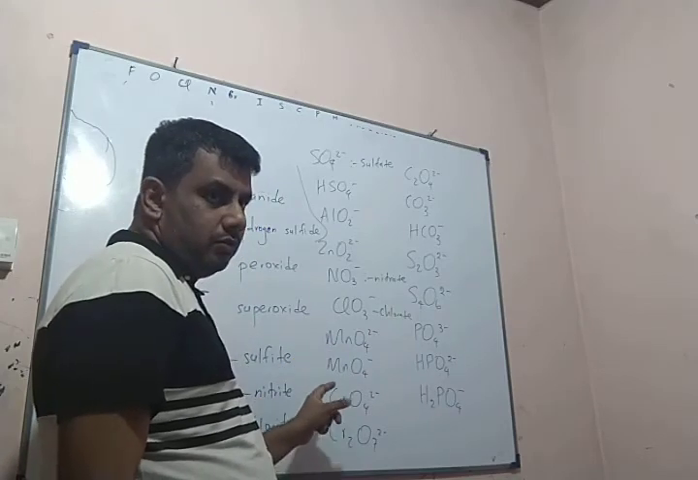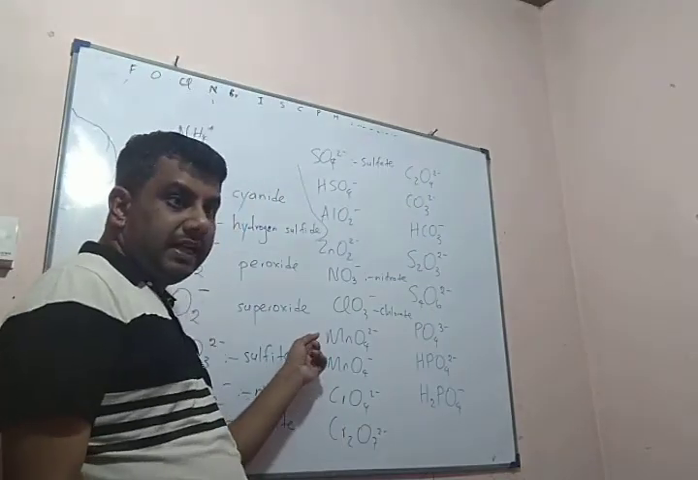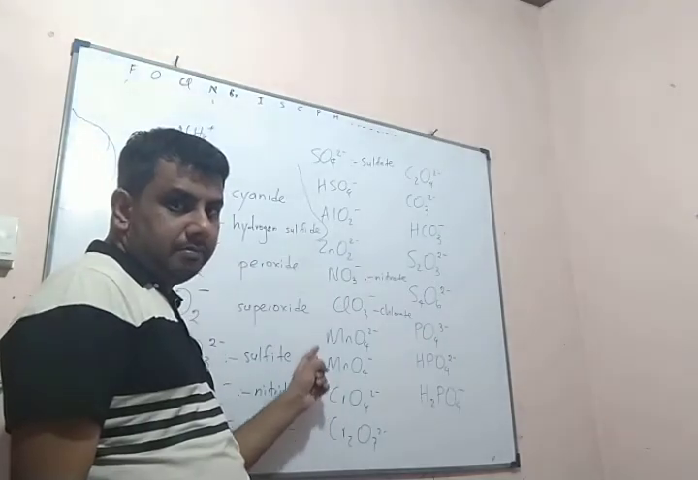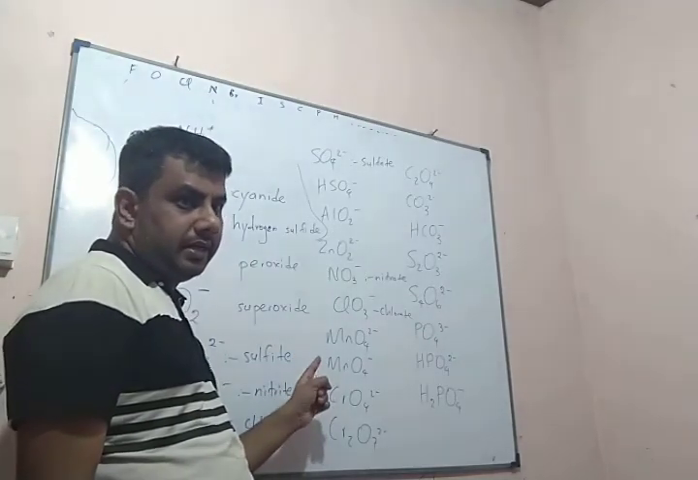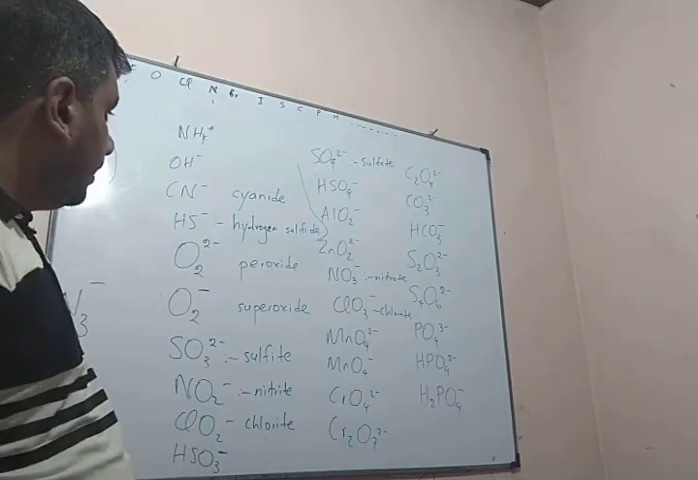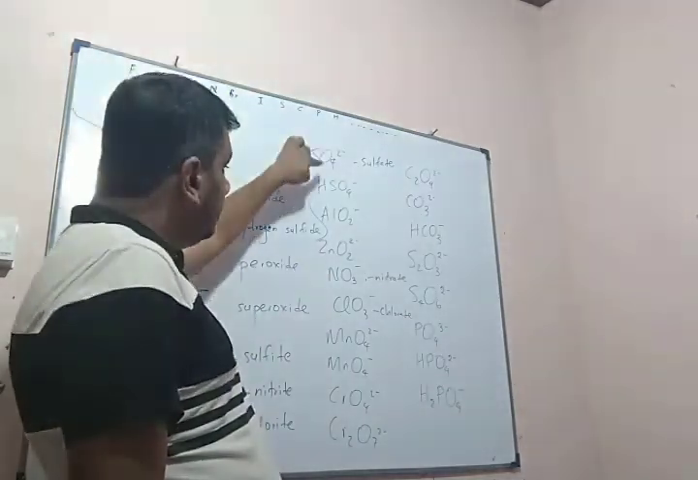The name of these two, right? The name of this is manganate, and this name is permanganate. Manganate, permanganate, right? Okay. We'll study the reason later, right? And okay, what's this? Sulfate.